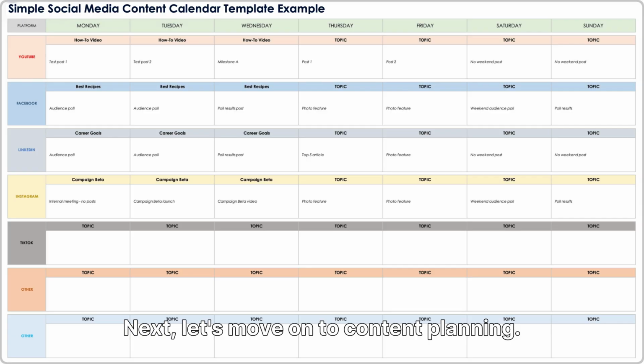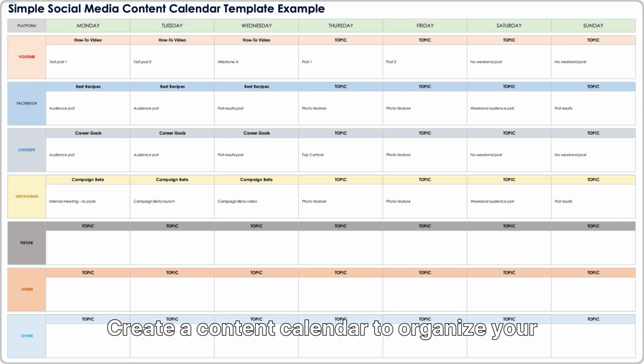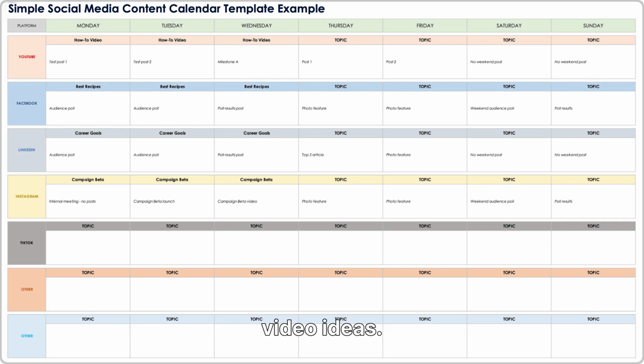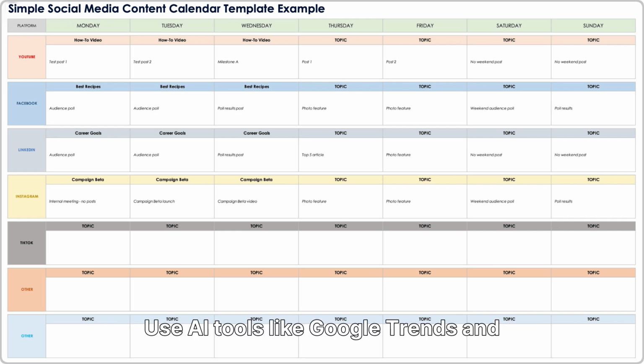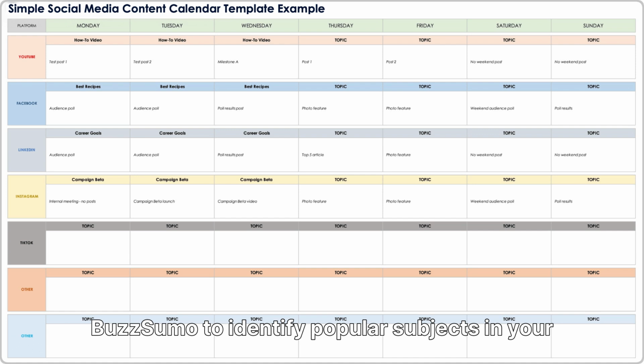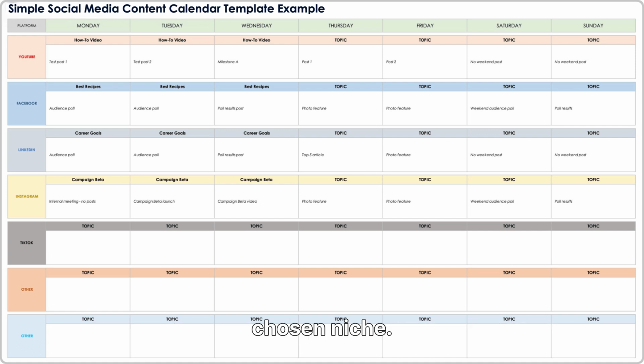Next, let's move on to content planning. Create a content calendar to organize your video ideas. Use AI tools like Google Trends and BuzzSumo to identify popular subjects in your chosen niche.